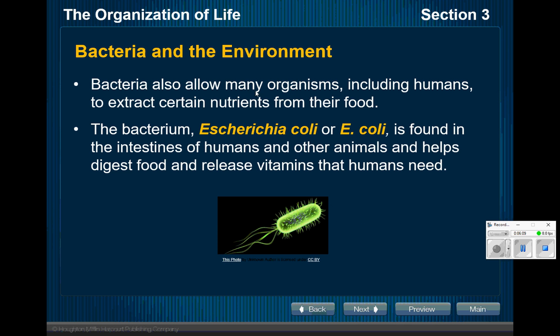Bacteria also allow many organisms, including humans, to extract certain nutrients from their food as well. If it wasn't for Escherichia coli, or E. coli, get these highlighted words down in your notes. If it wasn't for them being located in the intestine of our guts, and the way they get there is through our foods, we wouldn't be able to turn many of those foods into the vitamins that our body really needs. So here's a picture of that.